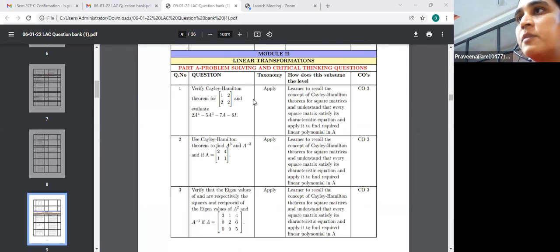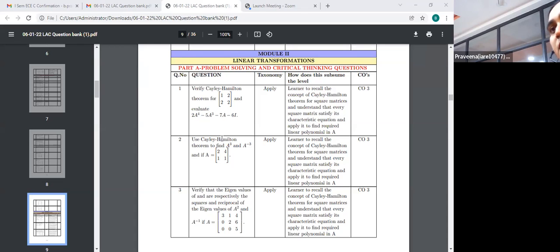Okay. From the critical thinking questions, part A. Verify Cayley-Hamilton theorem for 1, 2, 2, 2 and evaluate 2a power 4 minus 5a cube minus 7a minus 6i. Okay, it's a very simple question. It is Cayley-Hamilton theorem for the 2 by 2 matrix. First we have to verify the given 2 by 2 matrix. After that, evaluate the given polynomial. That's the concept for the first question.